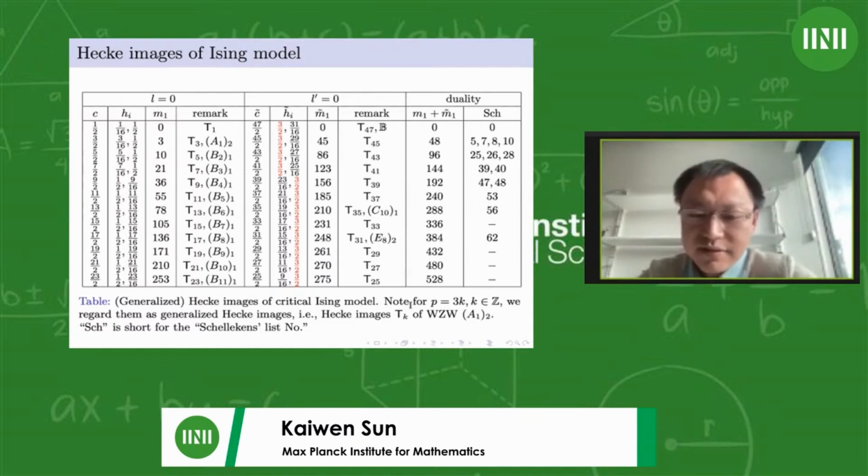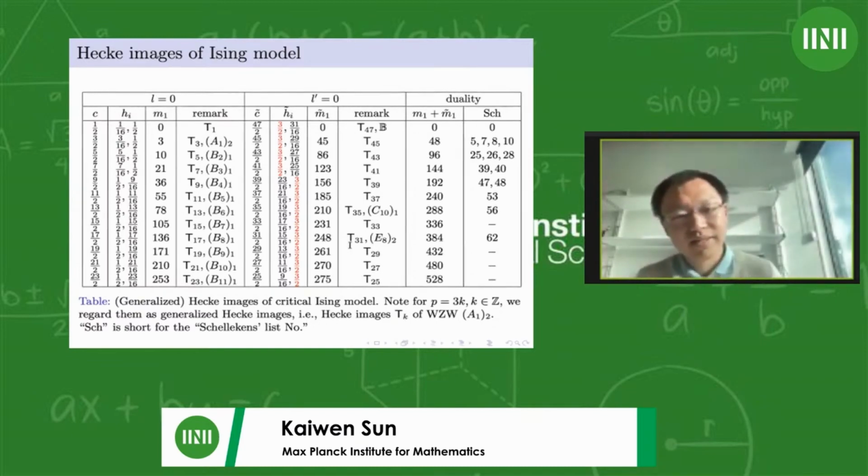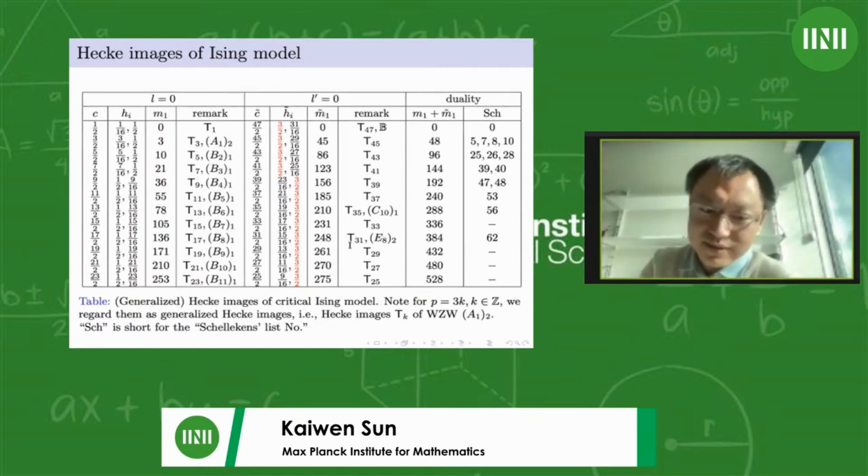In fact, here we already considered the so-called generalized Hecke image, where we allow the p in T_p to be a multiple of 3. But I don't plan to discuss this generalized Hecke more, because we still don't have an explicit formula to define it. We have some conditions to define this generalized Hecke relation, but we don't have an explicit formula to define the generalized Hecke operator.